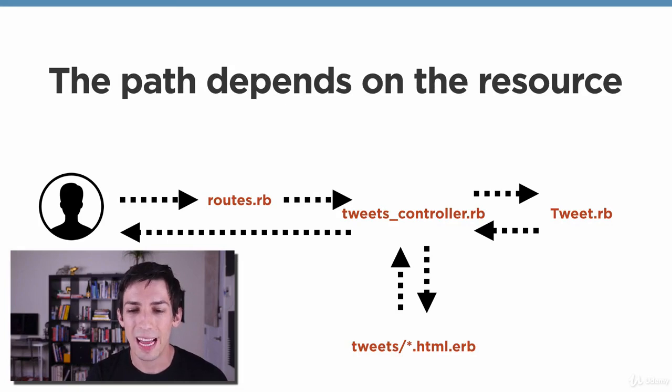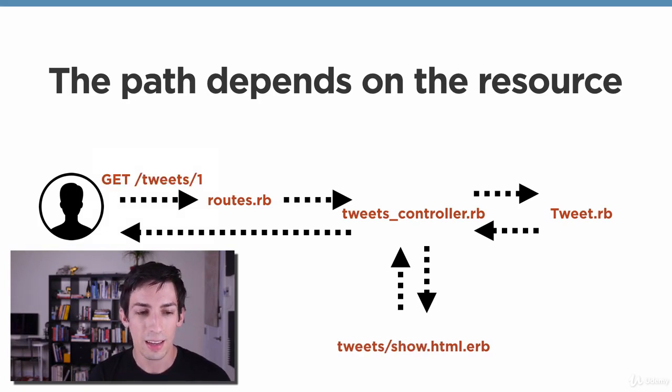So the path, the actual files that it goes to, depends on the resource. In our example, we created a tweet, so it's going to our routes.rb file. We've seen that one before, which will then pass it to the tweets controller. And it knows this because of the website a user goes to. So let's say the user makes a GET request to tweets/1.